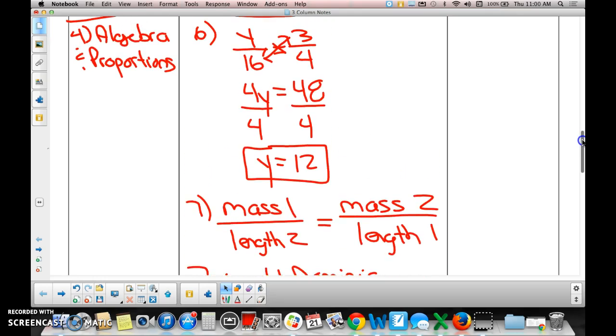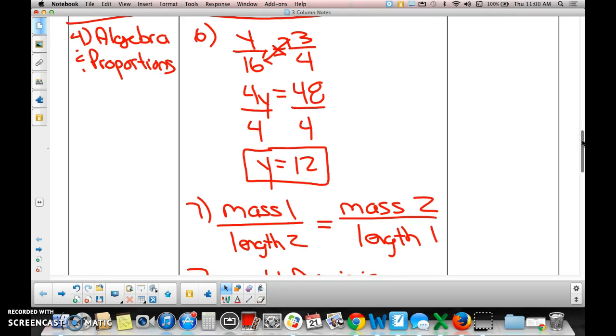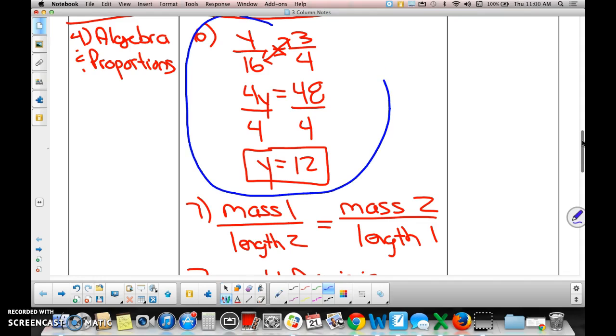One more thing though, when you are solving for an unknown like in number 6, I do want you to follow our process here, and this really shouldn't be anything new to you. Cross products first, and then solve for your variable the way that we've solved for variables all year long.